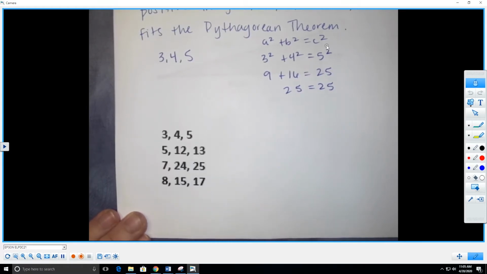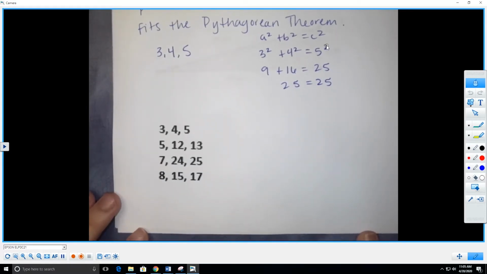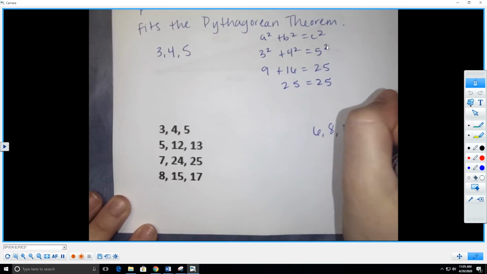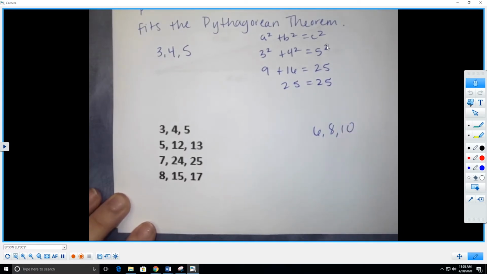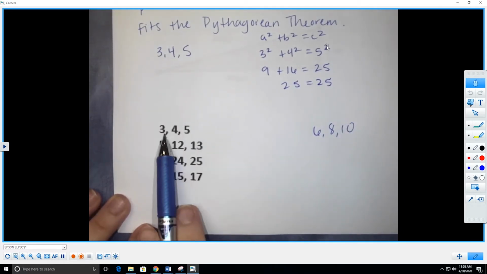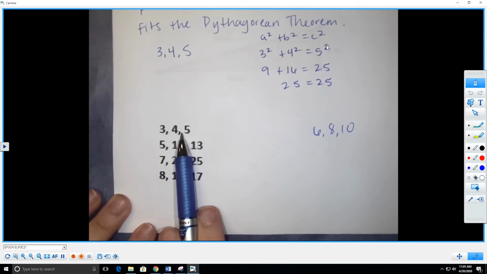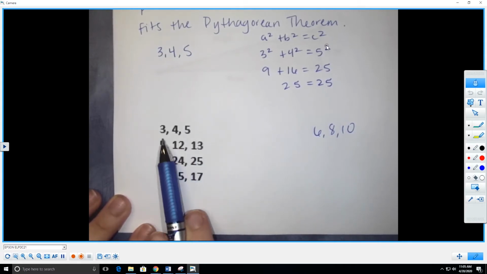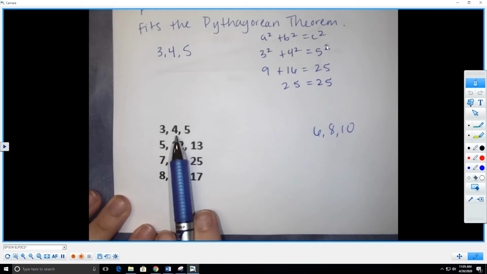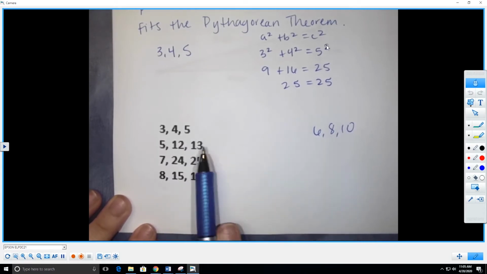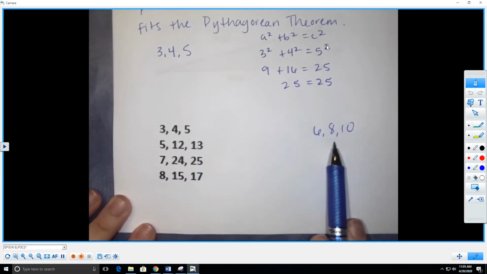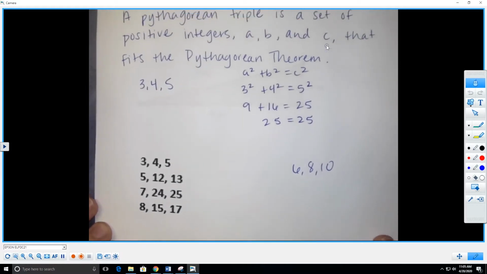Any multiple of these sets will also be a Pythagorean triple by the multiplication property of equality. So as an example, 6, 8, 10 is also a Pythagorean triple because it is a multiple of the 3, 4, 5 set when you multiply each of these terms by 2. So 3 times 2 is 6, 4 times 2 is 8, and 5 times 2 is 10. So 6, 8, 10 would also be a Pythagorean triple.